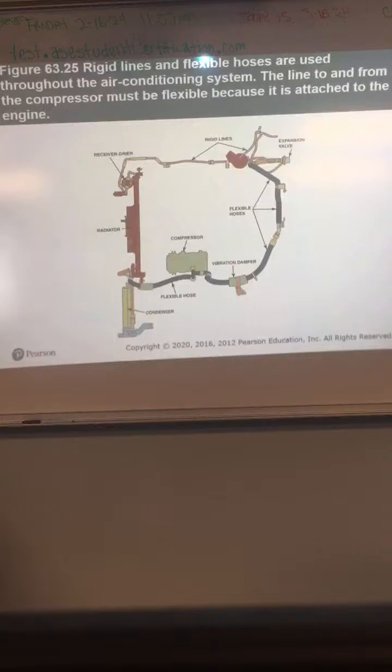Okay, so you'd have both rigid and solid lines. For obvious reasons, the engine moves around, stuff like that, so you gotta have flexible lines, yeah.